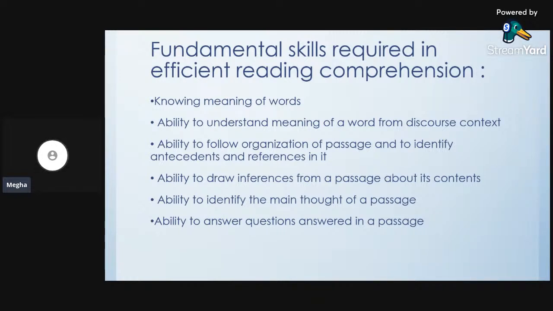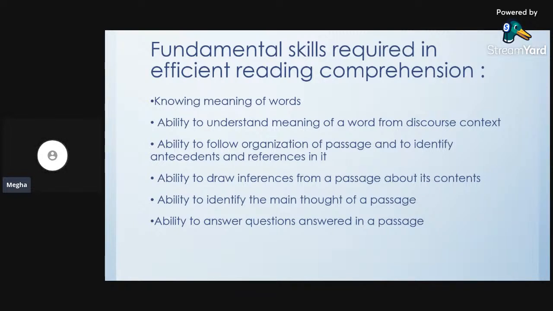Ability to identify the main thought of a passage. When you read a passage as a whole, you understand the main conclusion, what the passage is all about, what exactly it is willing to say. So the ability to understand the whole thought of a passage is important.